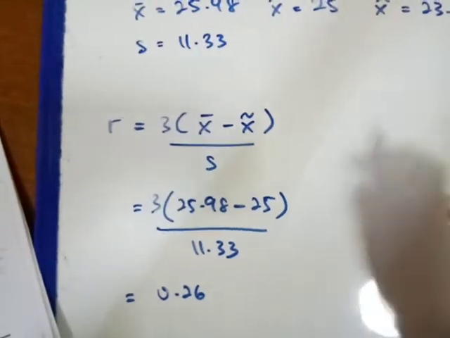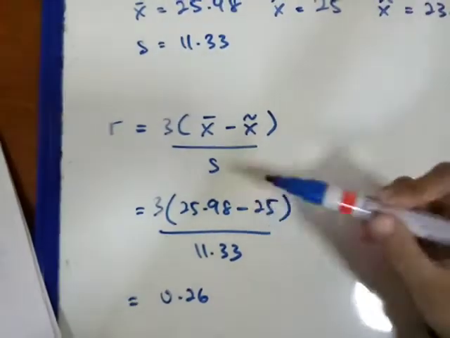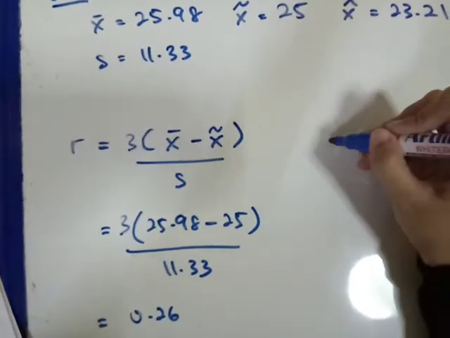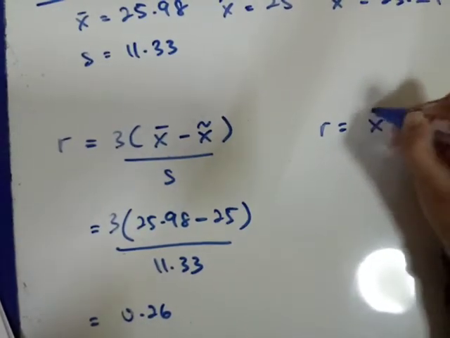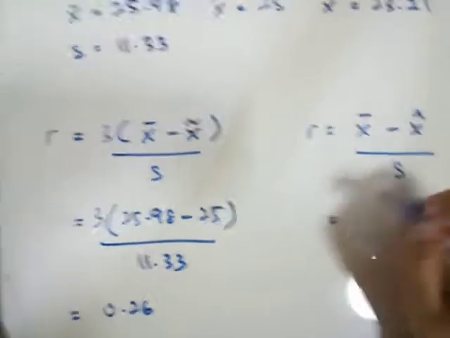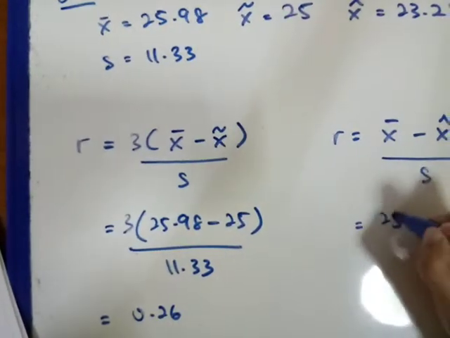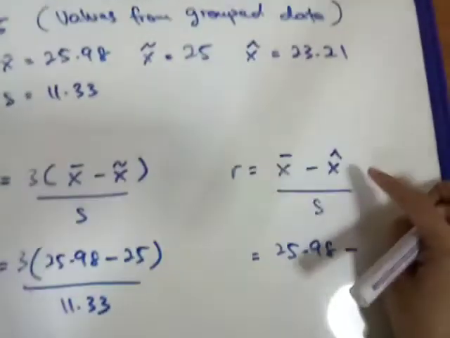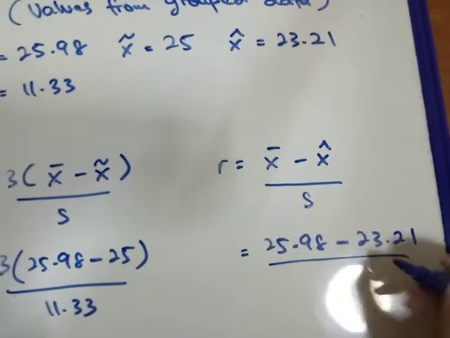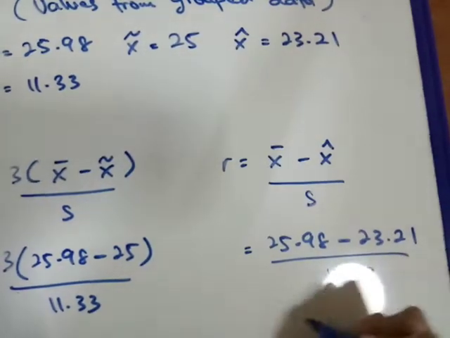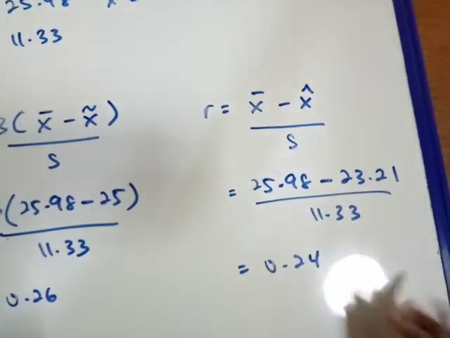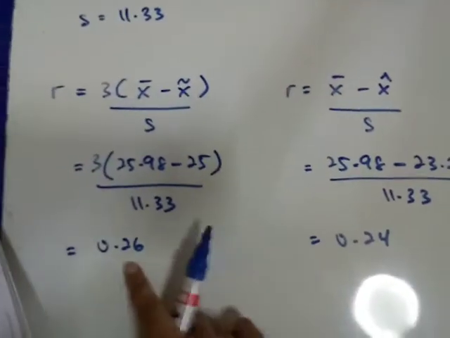Sometimes, to calculate the coefficient of skewness, they use another formula, which is R equal to mean minus mode divided by standard deviation. So the mean is 25.98 minus the mode, 23.21, divided by the standard deviation, 11.33. When you calculate, you will get 0.24. The answers are about the same.